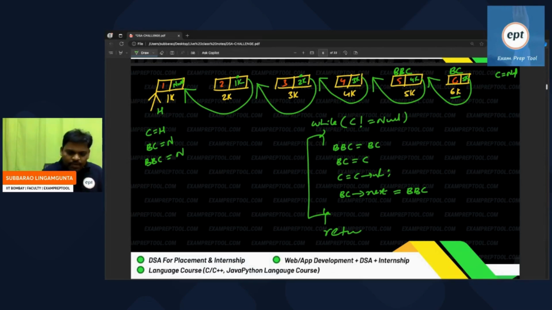So you can write lastly one thing. What is the answer? Head node is equal to before current. Lastly return head.